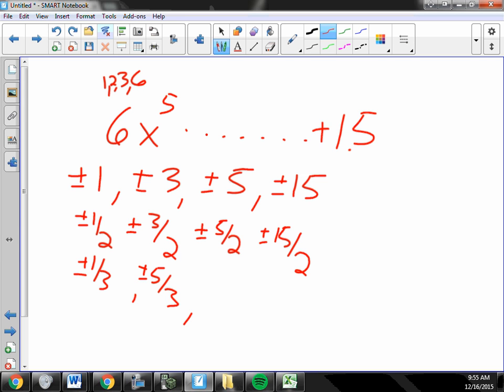Do I need to divide by 6? So I need 1/6. I don't need to do 3/6 because that's 1 half and it's already listed. Plus or minus 5/6. What about 15 over 6? So 15 over 6 simplifies to 5 over 2, which I already have. Okay?